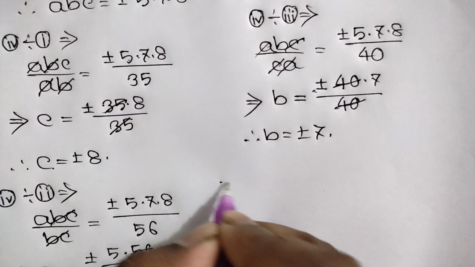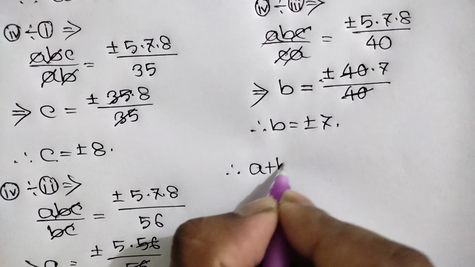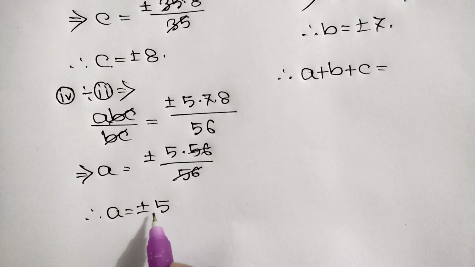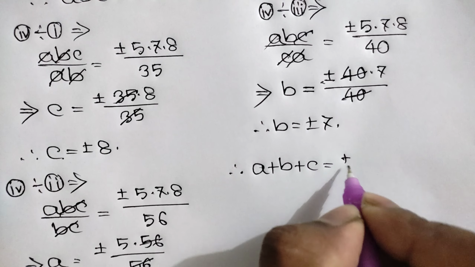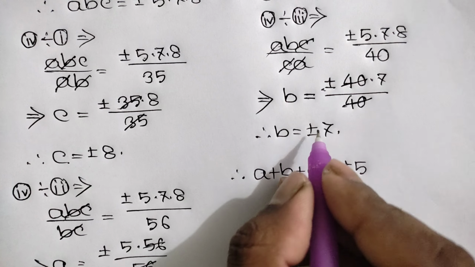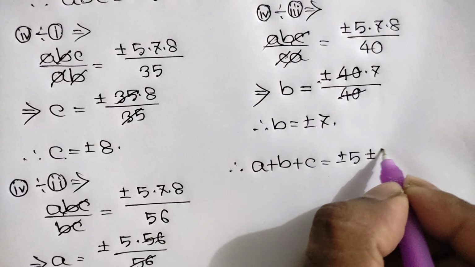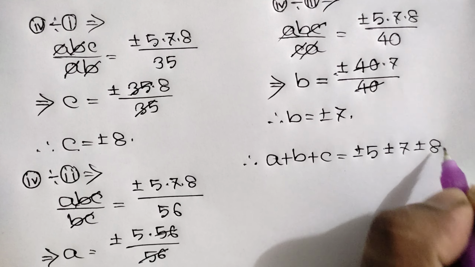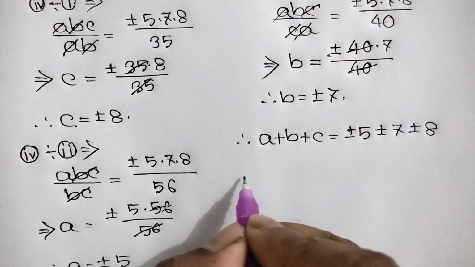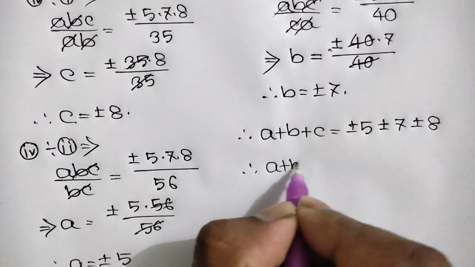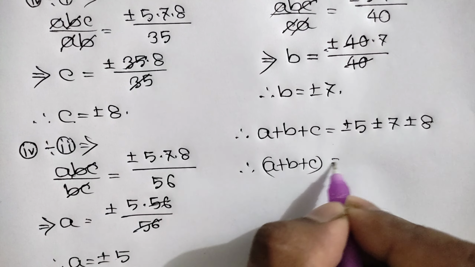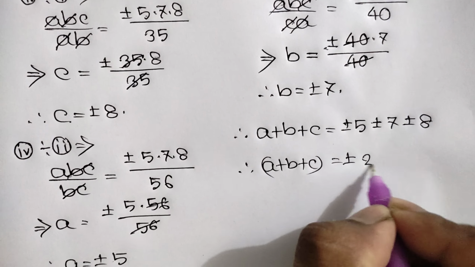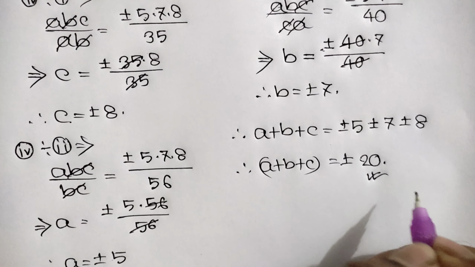So we can write here a plus b plus c is equal to a, that means plus or minus 5, b, that means plus or minus 7, c is plus or minus 8. Okay, so finally we will get the value of a plus b plus c is equal to plus or minus 5 times 7 times 8 is 20, and it is our final answer.